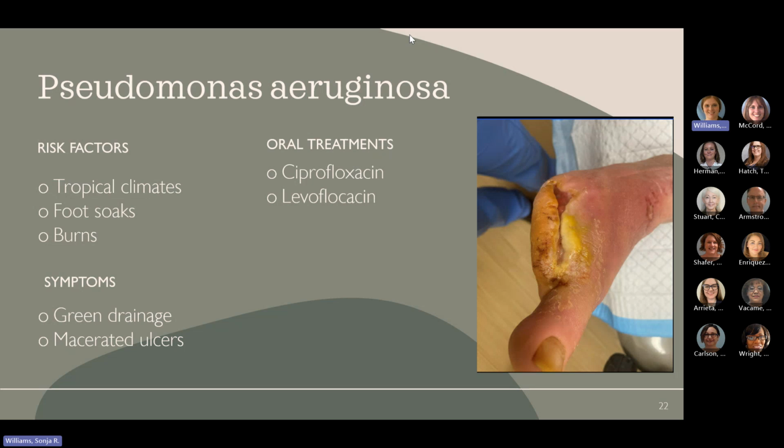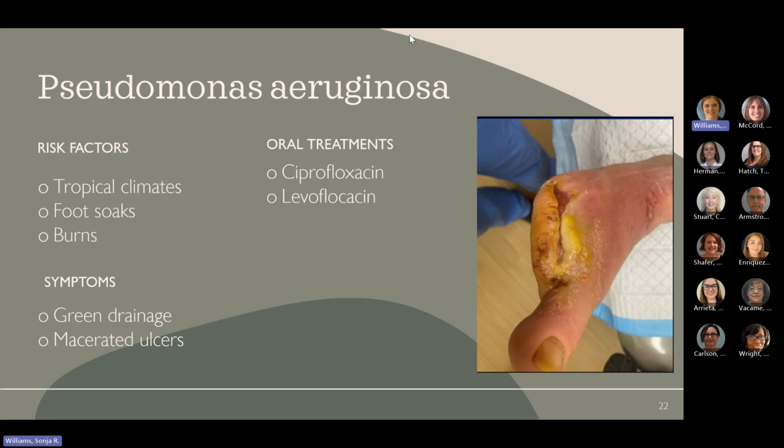Symptoms of a Pseudomonas infection include green drainage and macerated wounds, especially if you look on the right. That was a recent patient of mine. He was actually being treated for a MRSA infection with infectious disease, and he was on long-term IV antibiotics for MRSA when he suddenly developed this new redness. And I took a culture and it did come back as Pseudomonas. And so he had developed a subsequent new infection.